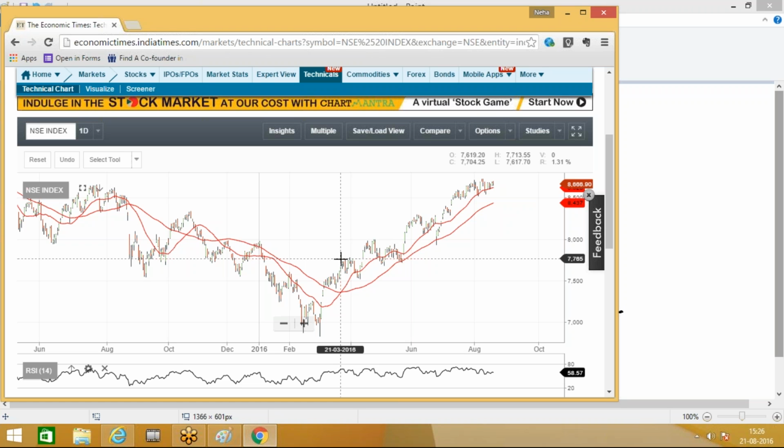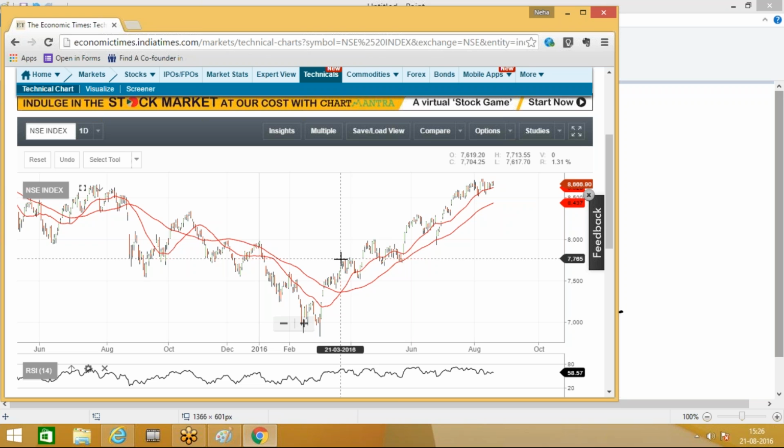The first thing I'll look at is the moving averages, how the prices are positioned vis-a-vis the moving averages. If the prices are very close to the moving averages, it gives me a sense of comfort that it is not in a very oversold or overbought situation. Many a time we have seen that prices move far away from the moving averages and then come back to the moving average.